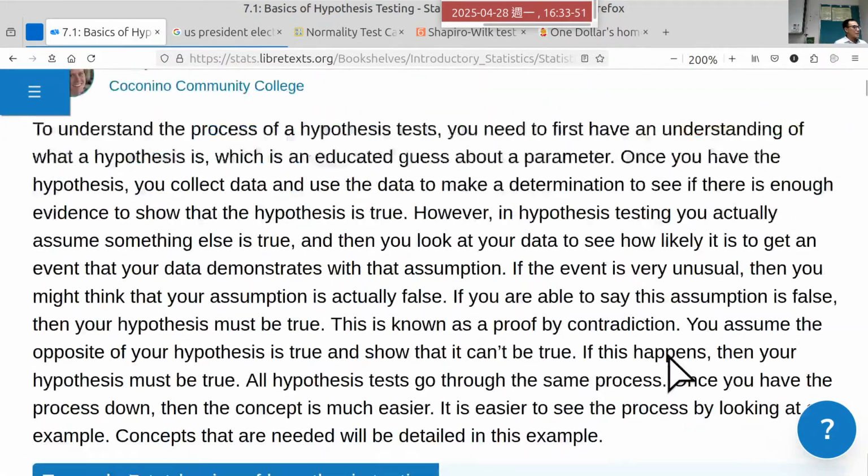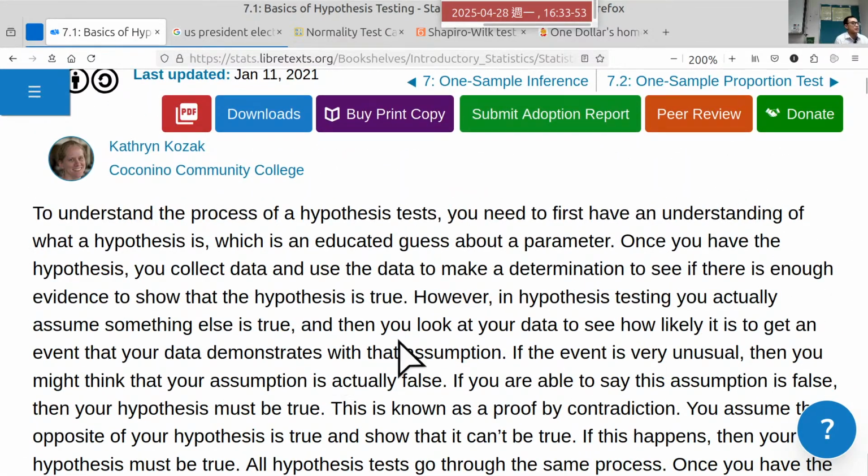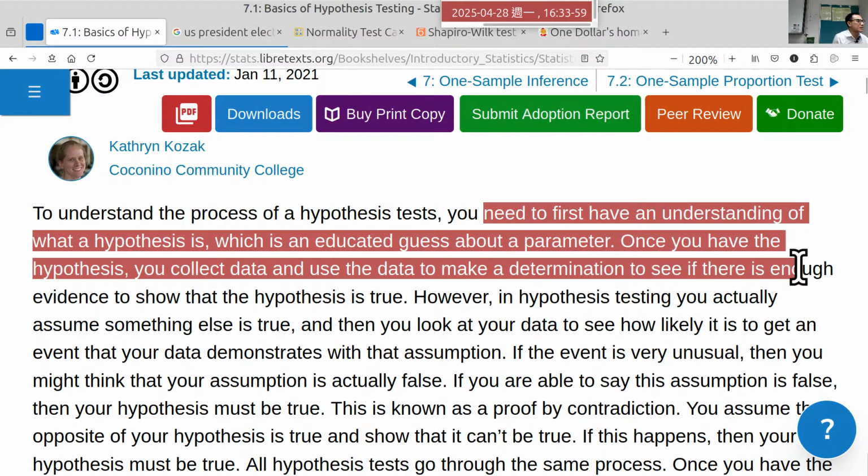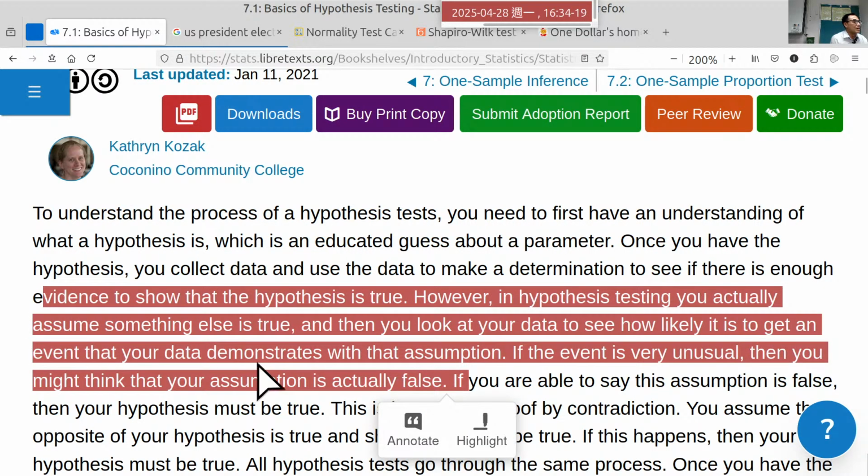To understand the process of hypothesis test, you need to first have an understanding of a hypothesis, which is an educated guess about a parameter. Once you have the hypothesis, you collect data and use the data to see if there is enough evidence to show the hypothesis is true. However, in hypothesis testing, you actually assume that something else is true.